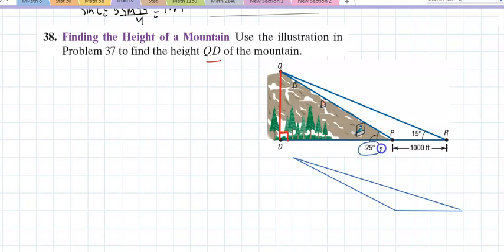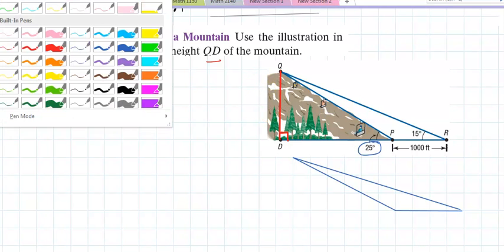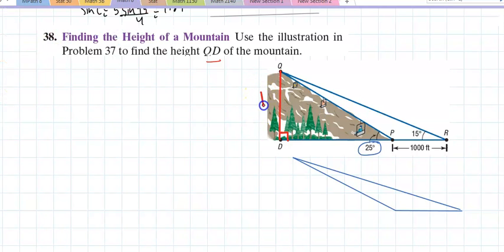I know this is 25 degrees. If I could figure out, this is the height, this is what I'm looking for. This is a right triangle. If I could figure out either this side or this side, I'm in good shape. Well, I know this side is 1,000. I know this angle is 15 degrees.